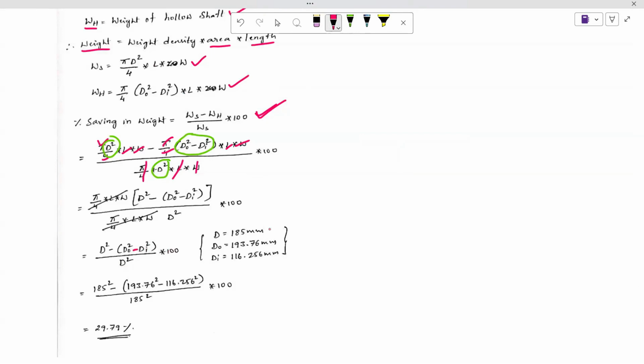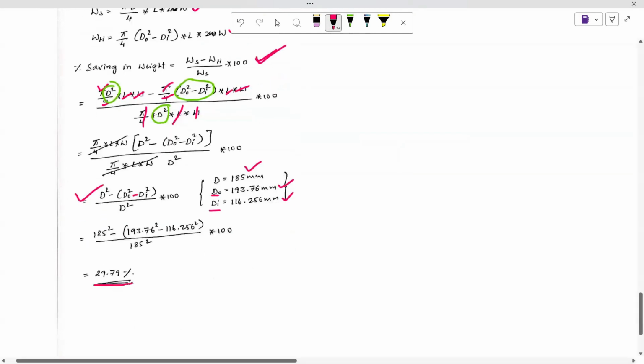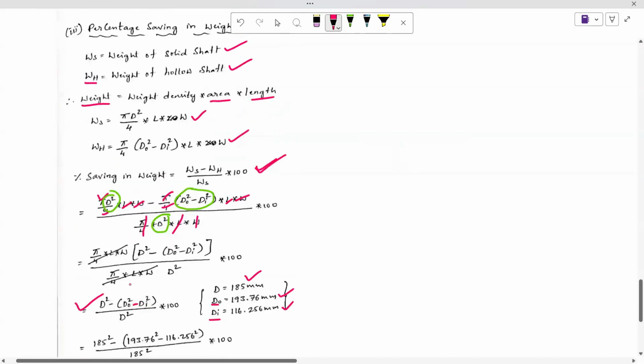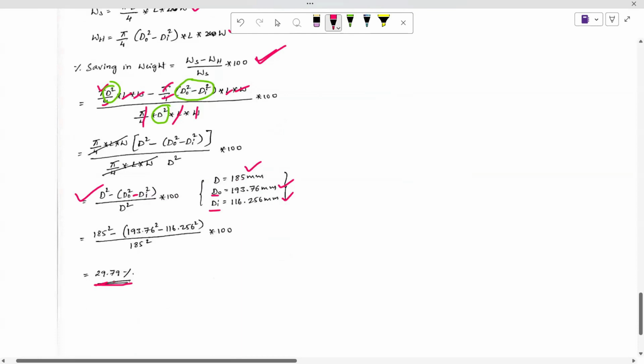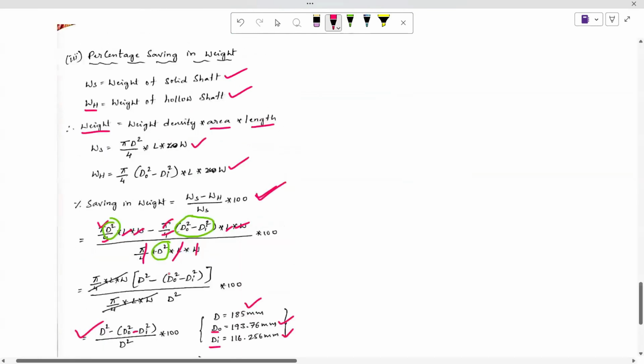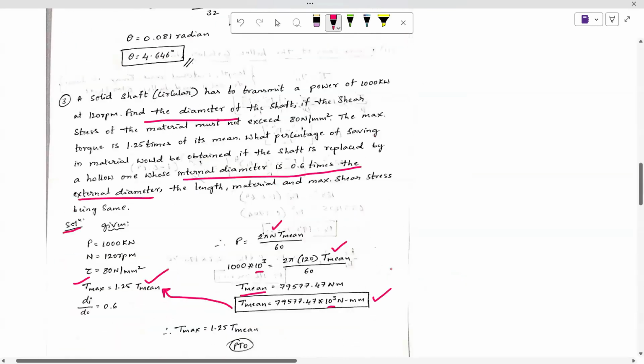From the previous calculation, we have already found the diameter of the solid shaft is 185 mm. For the hollow shaft, the outer diameter is 193.76 and the inner diameter is 116.256. Just substitute these values in this equation, okay? So we are going to get 29.79%. So the percentage saving in weight is 29.79%.